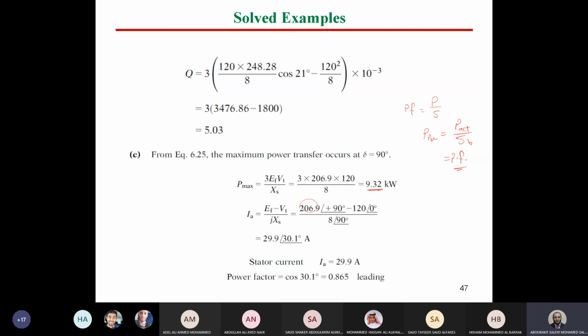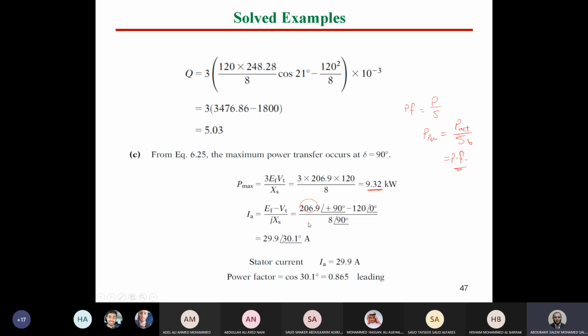What is the power factor? Now we can calculate the value of power factor easily. We have the angle of A of power factor. So cosine 30 is 0.865 and leading, of course, guys, all the time. The maximum power will happen at leading power factor in generators. Guys, maximum power will occur at the leading case, where delta is 90 degrees.